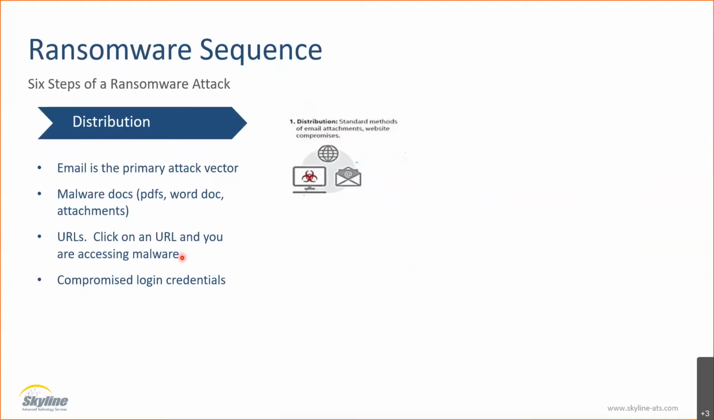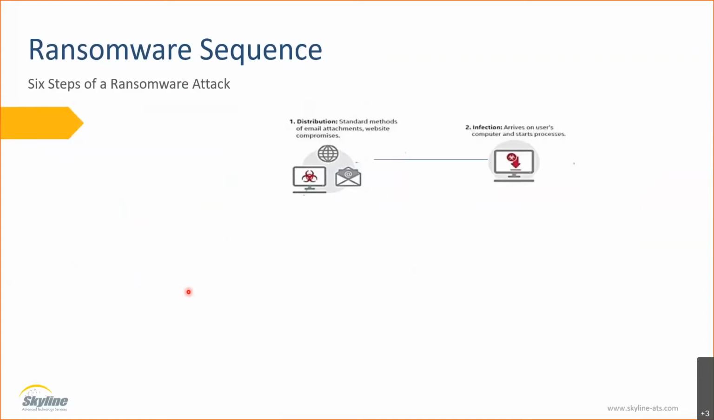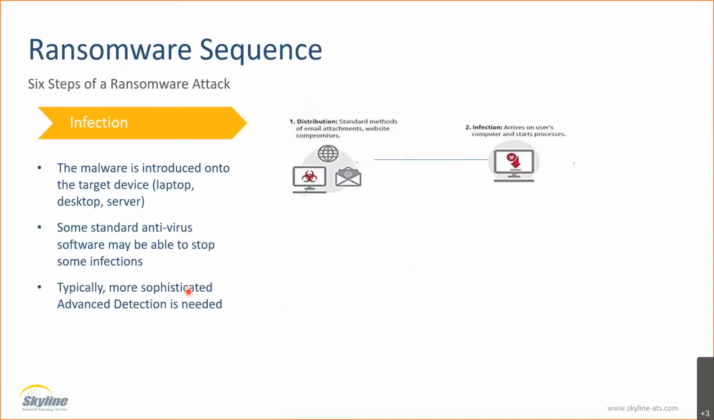Or you have compromised login credentials. But these are all the various paths for distribution to get my malware, my ransomware, out there. So I sow my seeds, and lo and behold, if I am effective, then I get an infection. I get the ransomware on an individual machine. It gets introduced onto the target device: laptop, desktop, cloud-based server, on-premises server.